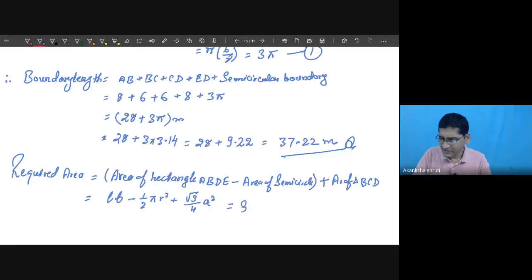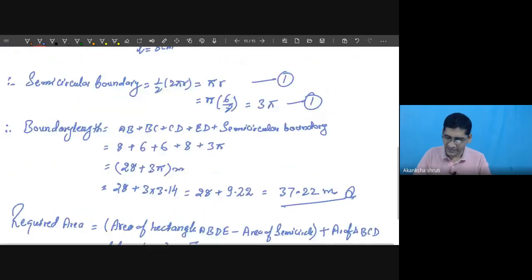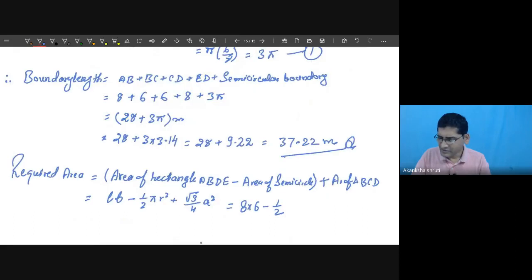So 8 into 6 minus half pi r square. Here we have calculated that r is 3, so we should be careful. Into pi into 3 square plus root 3 by 4, and here a is same as our b, so it is 6 a square. Just we have to do this much calculation, it's enough. I hope you people can do it, or let me do one or two more steps.